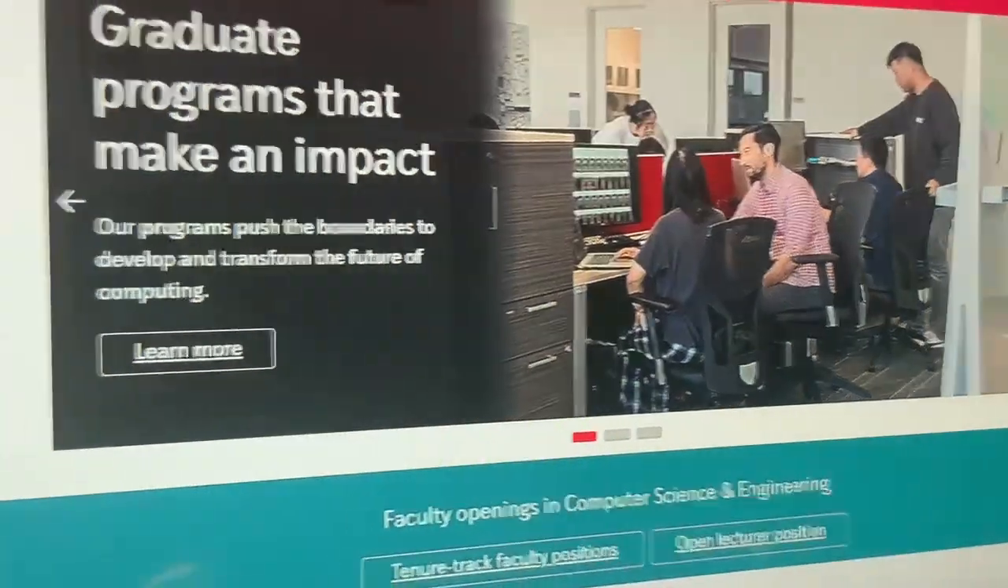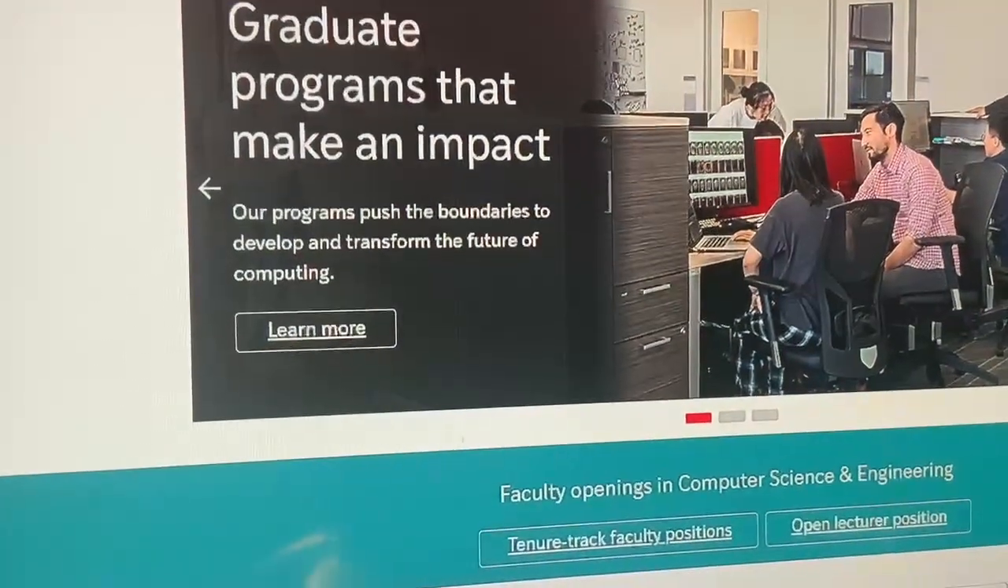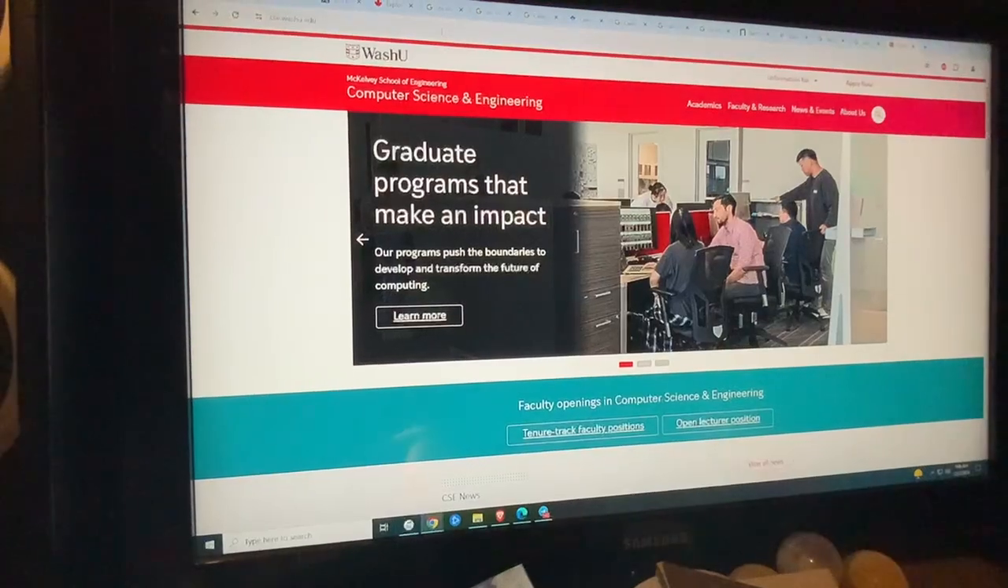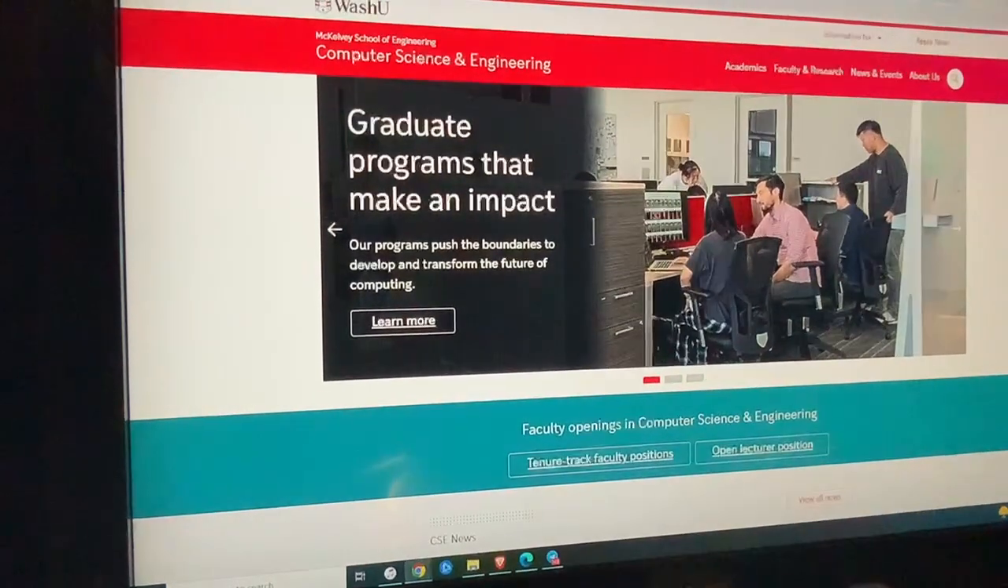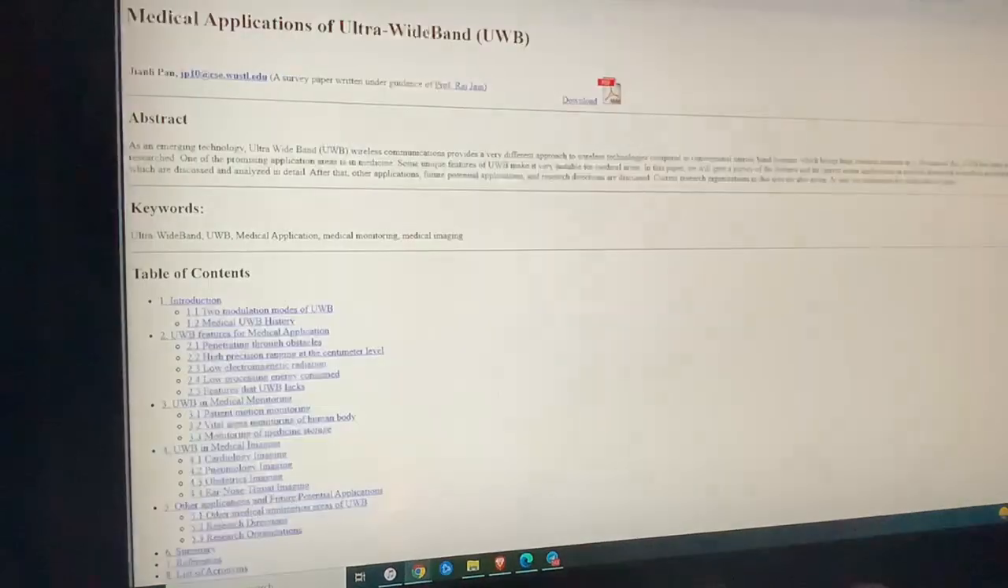Faculty openings in computer science and engineering, graduate programs that make an impact at McKelvey School of Engineering. Oh, I guess it's not a blog, huh? Nope. And I guess it's an actual school of engineering, huh?